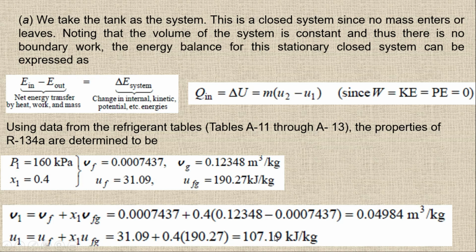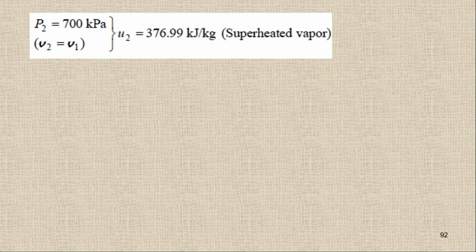In the question, it is mentioned that you have to find the initial mass of the refrigerant inside the tank, and the total initial volume is given, and we know the specific volume. So just using the formula that the specific volume is the volume upon the mass, and rearranging the equation, we can easily find the mass value. So this is all about state number 1.